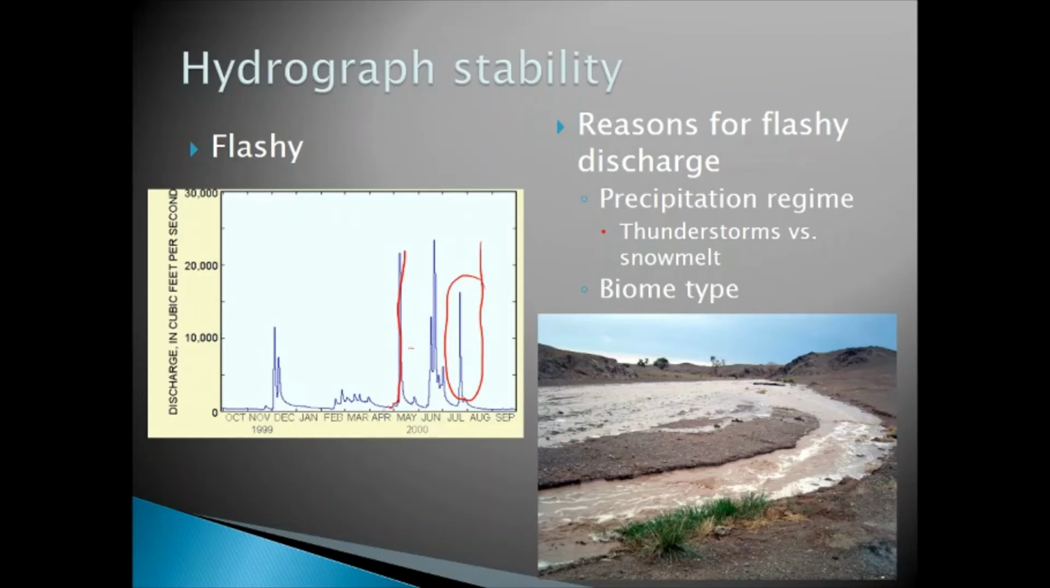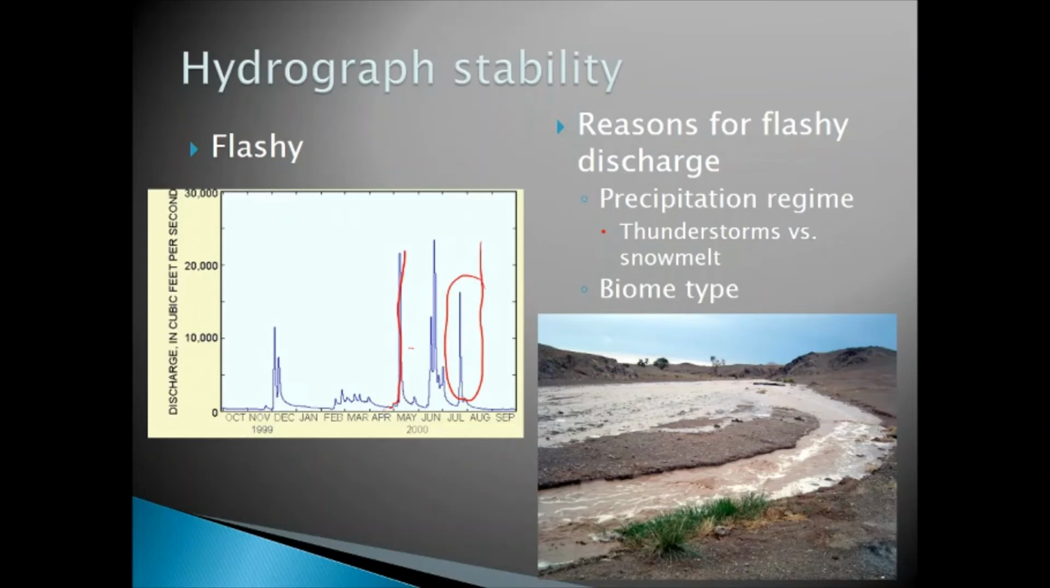Also the biome type. So, take a stream like in Arizona, right? It's in a desert. There's not a lot of plants to suck up that water, and the sediment is very porous, a bunch of sand and gravel. So when it rains, it's also a ton of rain all at once. It just flows very quickly through the sediment, gets to the river, and creates these big flash floods.